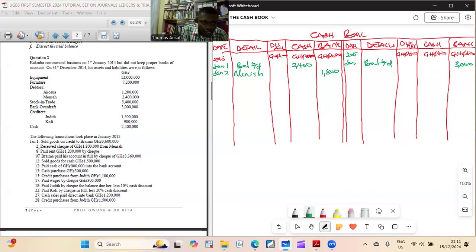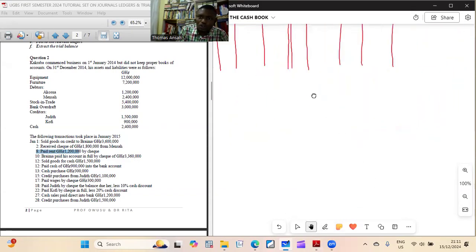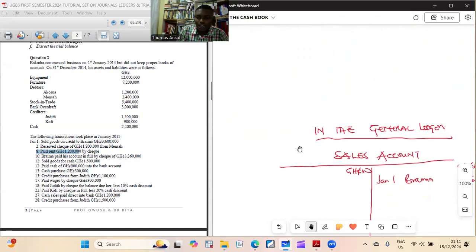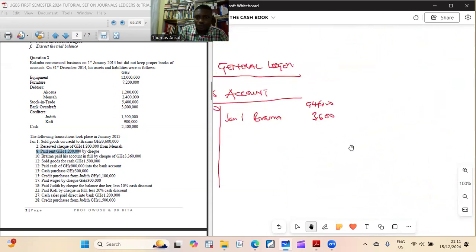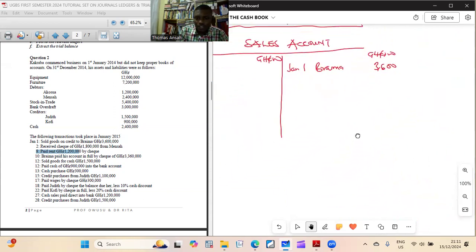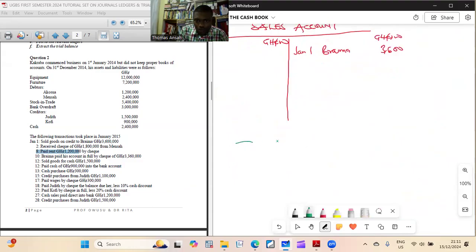Paid rent by check. So rent, which date is that? January 8th. Rent. Rent is an expense, right? So it will be in our general ledger. We paid by check. So this is 1,002. Where will the corresponding entry of this one go? So we will go to the general ledger, all right, and we will have a rent account. So that is how it works.